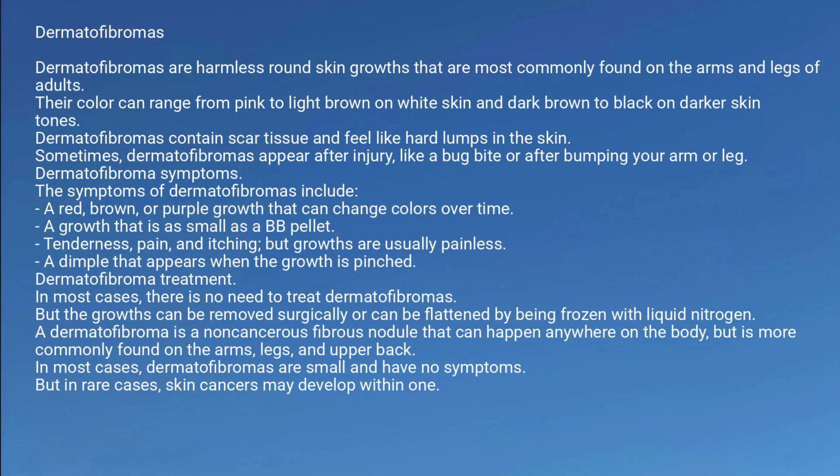Dermatofibromas. Dermatofibromas are harmless round skin growths that are most commonly found on the arms and legs of adults. Their color can range from pink to light brown on white skin and dark brown to black on darker skin tones. Dermatofibromas contain scar tissue and feel like hard lumps in the skin. Sometimes, dermatofibromas appear after injury, like a bug bite or after bumping your arm or leg.